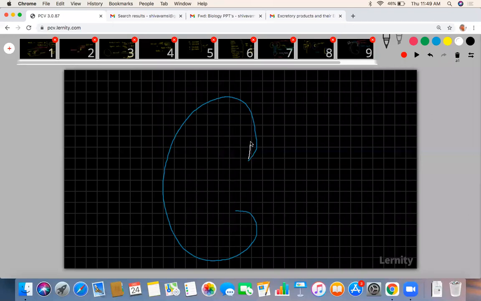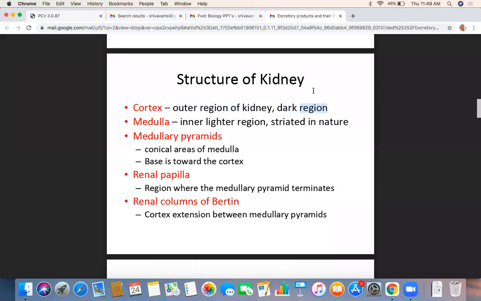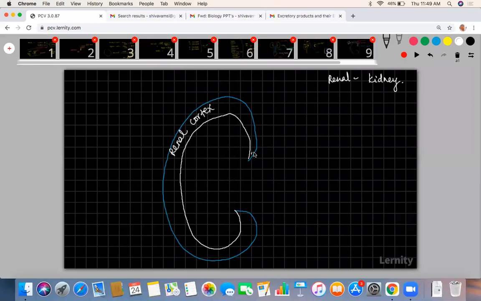If you look at this outer region, we call this region the cortex. We call this the renal cortex. The word renal indicates it is connected with the kidney. So your renal cortex is the outer region, and it is dark in nature. Inside that, you have some striated regions which are called the medulla.